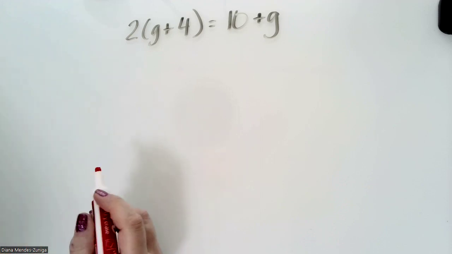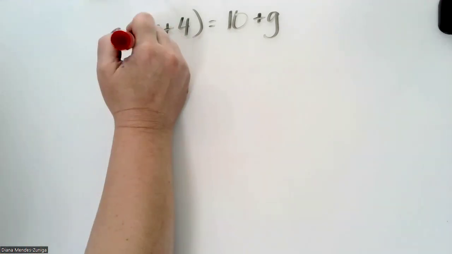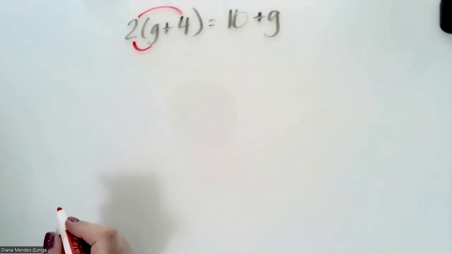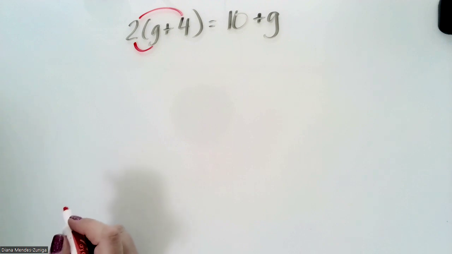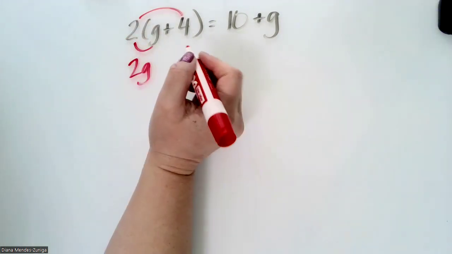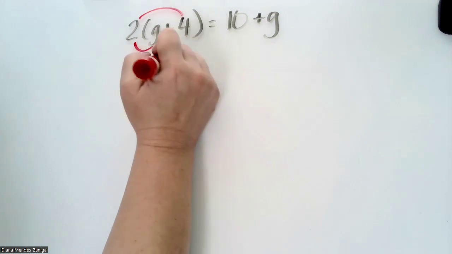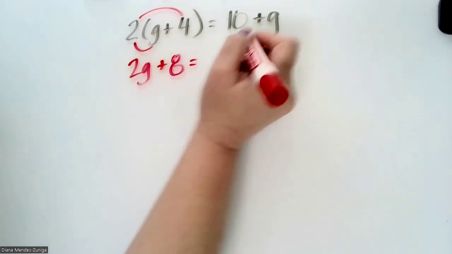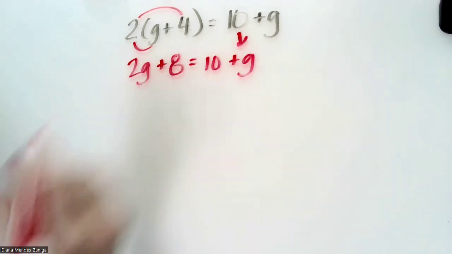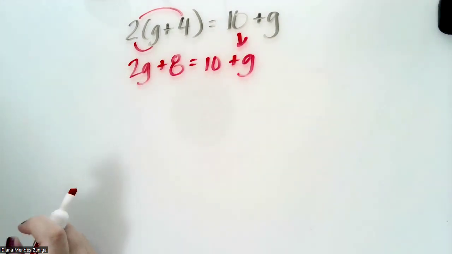We're still going to follow our steps. Step one is going to be to distribute. And I do have something to distribute here, so I'm just going to do that now. If you don't know how to distribute, go back and watch my distributive property video, and that will explain what I'm doing here. So we have 2 times g, and that's going to give us 2g. Then we have 2 times 4, and that's going to give us 8. We're going to bring this information down because we did not use it. And we end up with 2g plus 8 equals 10 plus g.